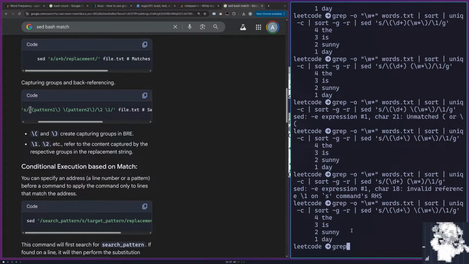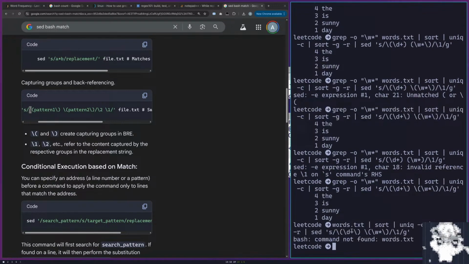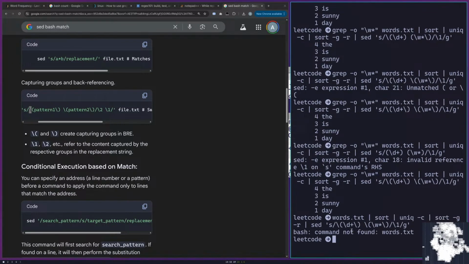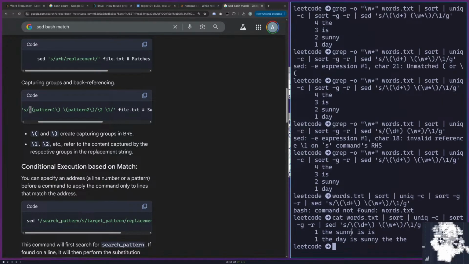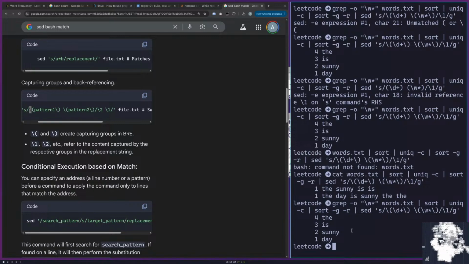The other thing I'm noticing is I don't think I need the grep -o thing. I think I can just pass words.txt to sort. I'm not sure what the grep is doing there. I can just cat it. No, okay, I do need the grep just to split it into different words. Or into different lines, I mean.